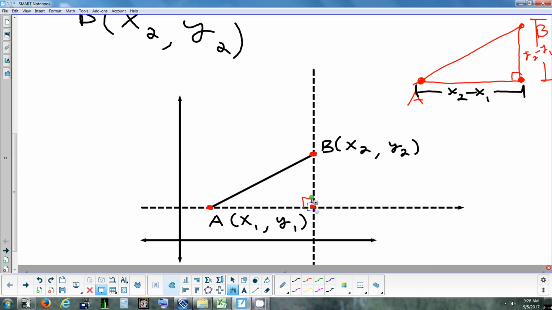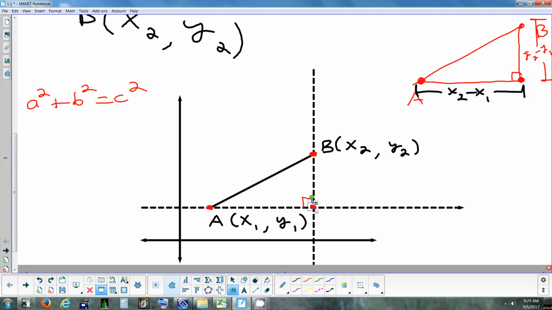Connor, what's that longer side called? Hypotenuse, good. And do you remember a formula from geometry that if you know two sides of a triangle, you can find the hypotenuse? A squared plus B squared equals C squared. Yeah, what's that? Perfect. A squared plus B squared equals C squared.